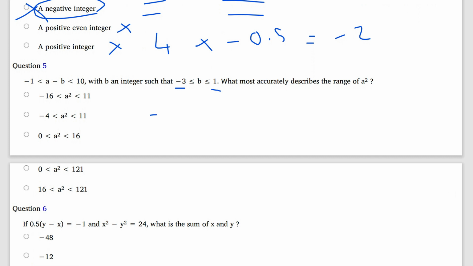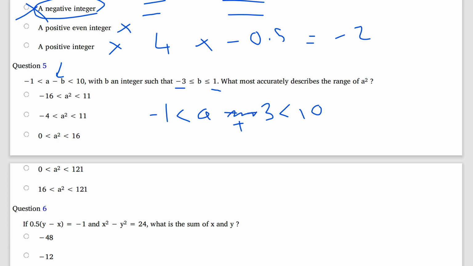Subbing in -3, if b is -3, it becomes a take away -3. Don't forget there's two negative signs there because there was a minus there already. And then if b is -3, there's another negative sign there. And the two minuses will become a plus. So that's actually +3.